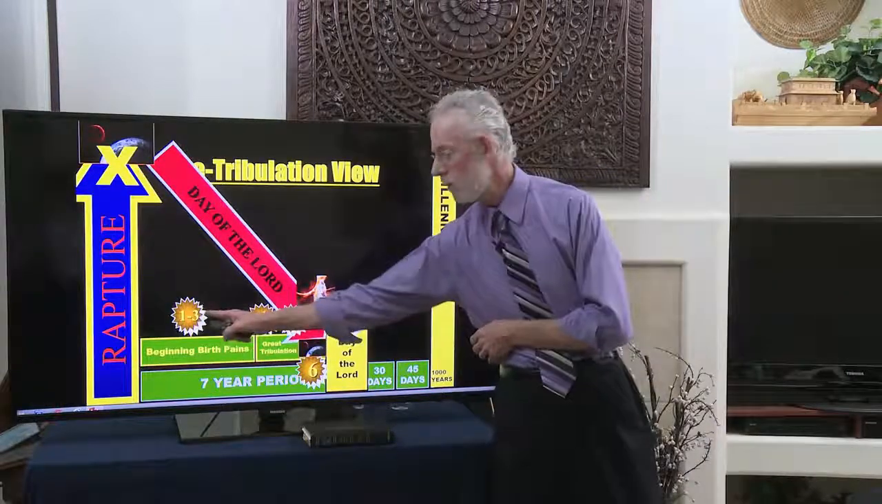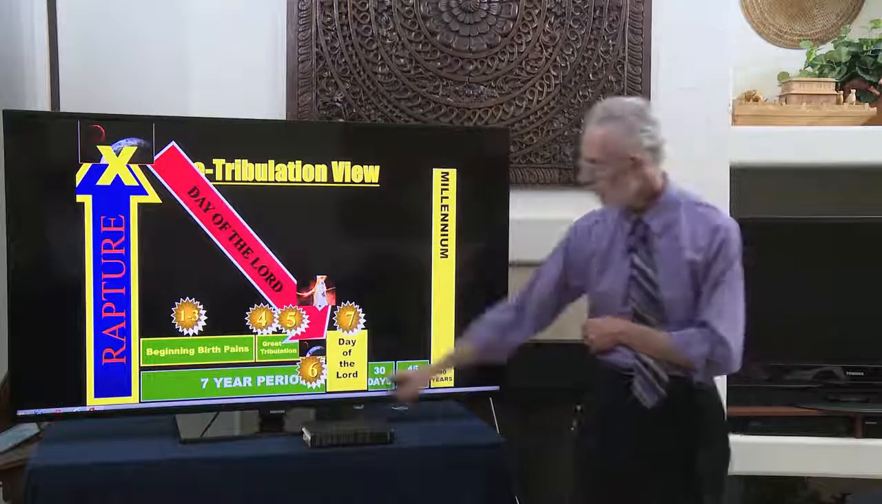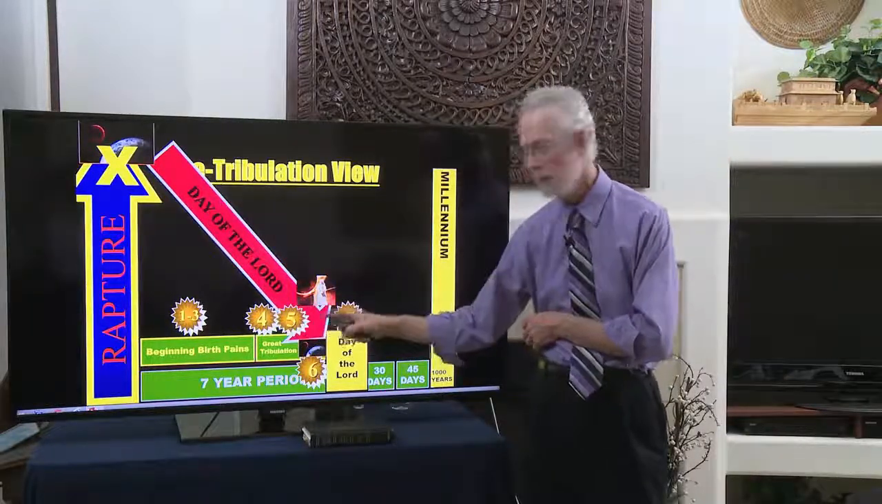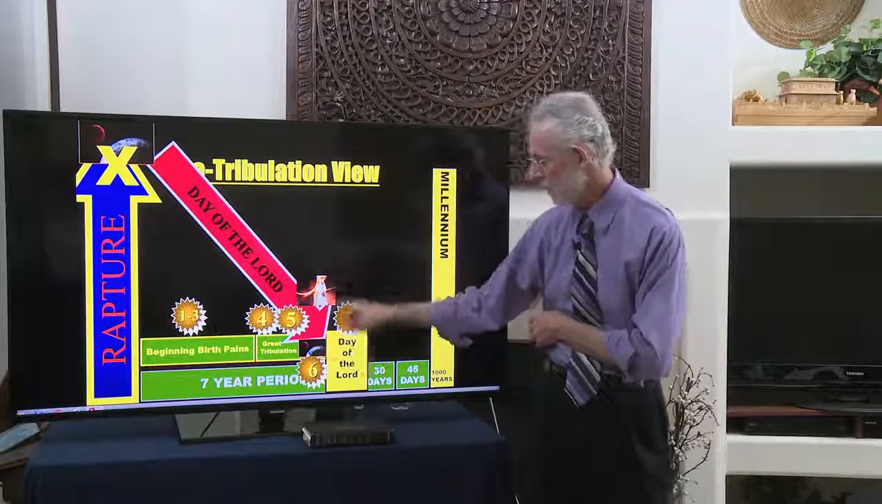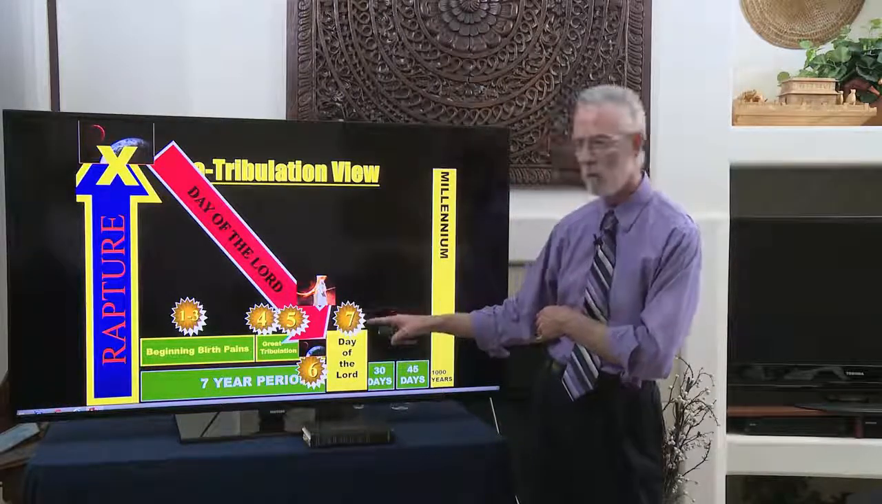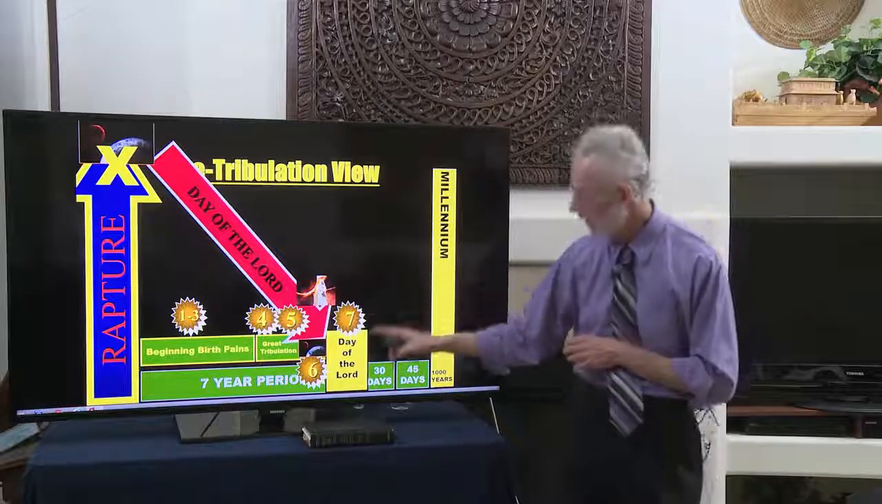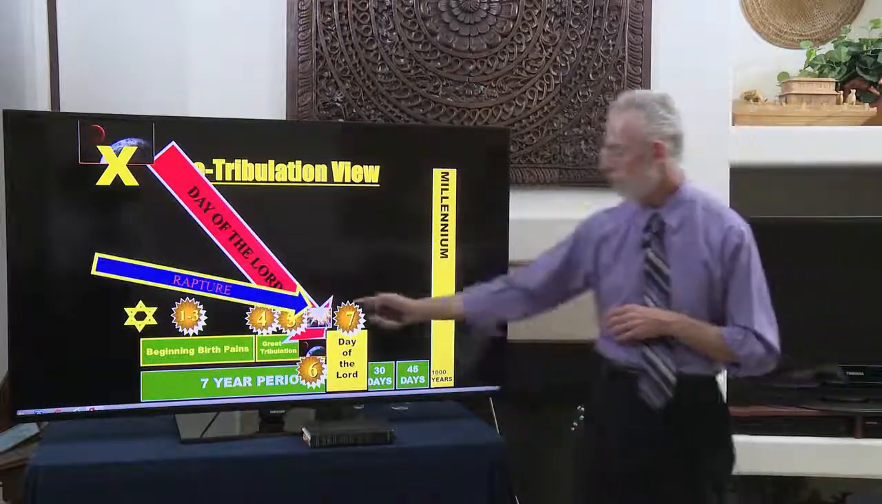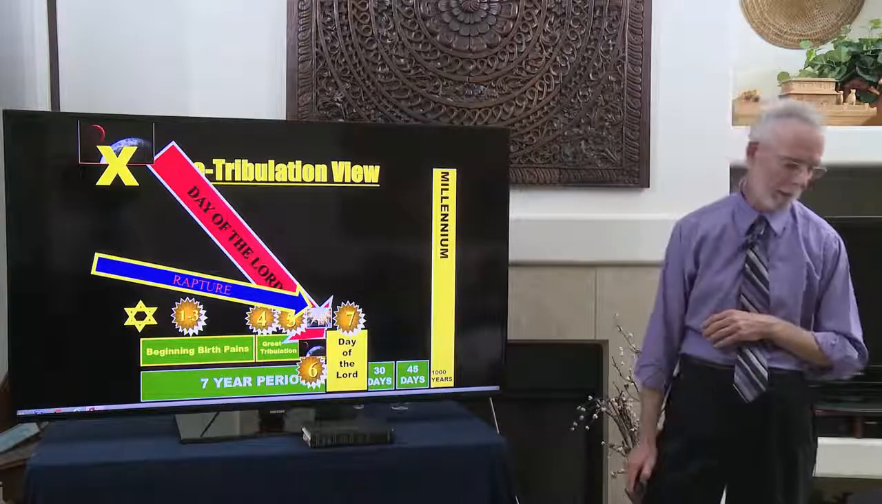We have the beginning birth pains, which are seals 1 through 3. We have the Great Tribulation starting at the midpoint. That's seals 4 and 5, death and martyrdom. Then Jesus breaks the sixth seal. That's the sign of the day of the Lord. And the day of the Lord, the actual day of the Lord, doesn't start till after Jesus breaks the seventh seal. All right? So again, we've seen that the rapture happens over here.